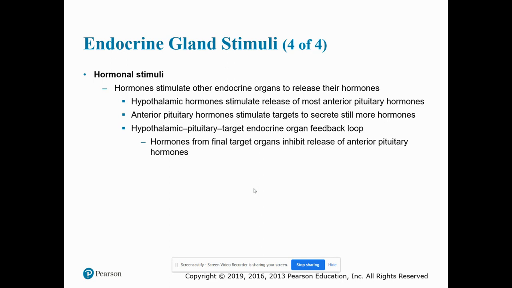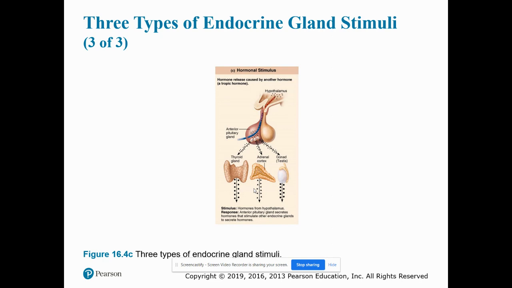We have the hypothalamic pituitary target endocrine organ feedback loop, and this is where hormones from the final target organ will inhibit the release of anterior pituitary hormones. So hypothalamus stimulates anterior pituitary to release, let's say, thyroid stimulating hormone, which will stimulate the thyroid gland, and then thyroid hormone will be released, and then it'll inhibit more of this being released. Same thing with the adrenal cortex and with the gonads. And we'll go over each one of these in later lectures.